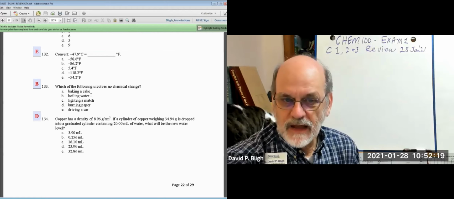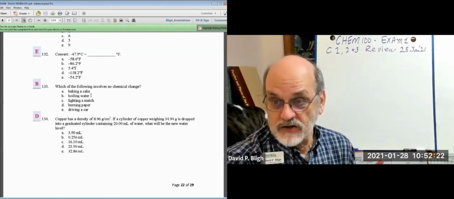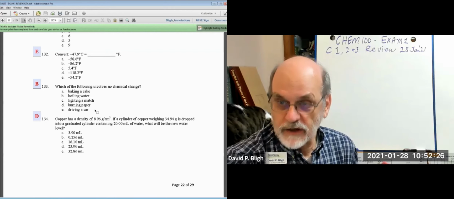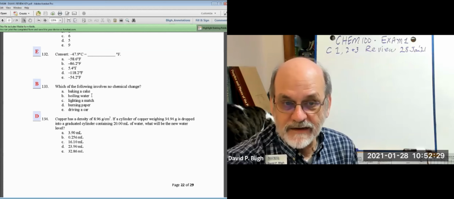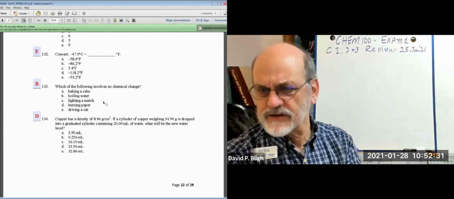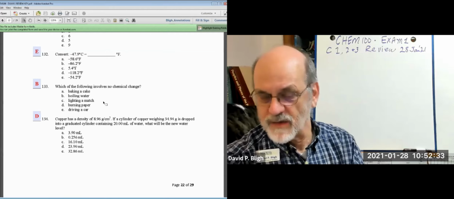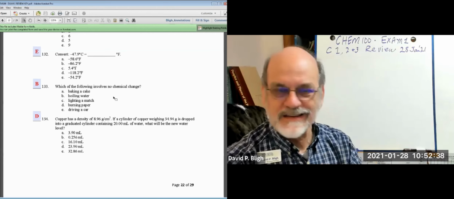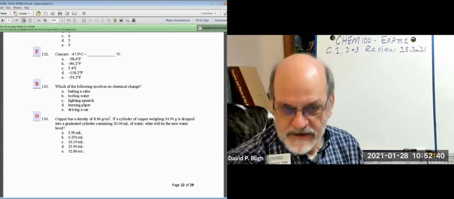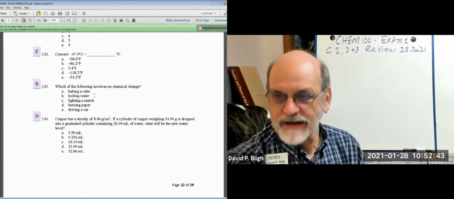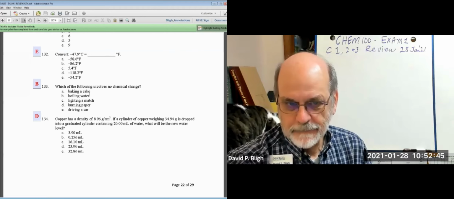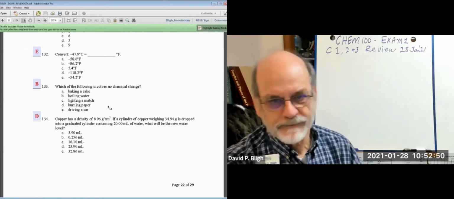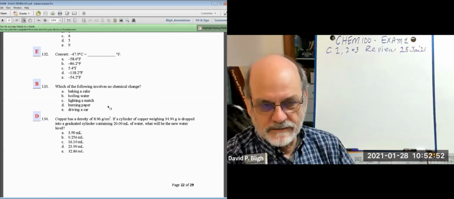Boiling water, that's a physical change, right? And we don't have any other options here that would interfere with that one. We don't have anything that says 2 of the above or 3 of the above. It only says which of the following involves the chemical change. Test-taking technique: in this case, the first one you come to that's right is the answer. That's B. We can look at the others. Light a match, burn paper, drive a car. All involve chemical changes.